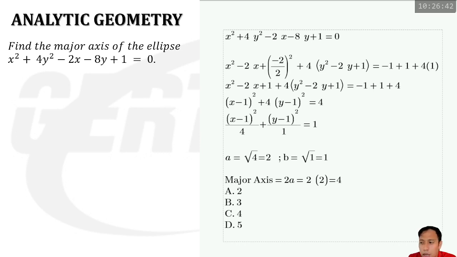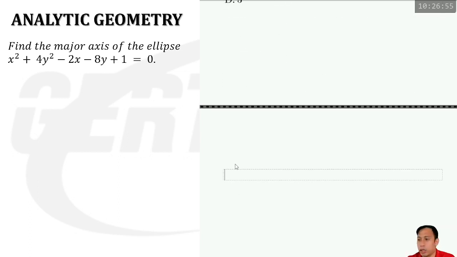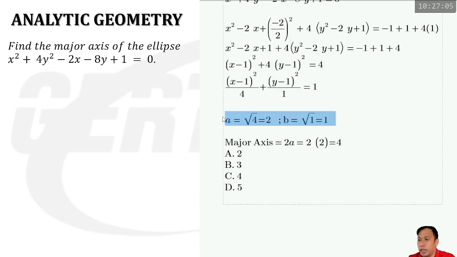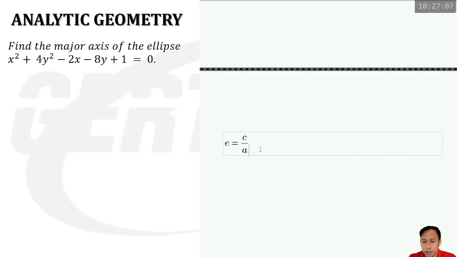ellipse, no? The eccentricity and also the directrices. So again, the formula of the eccentricity is equal yan to C over A. Eccentricity E is equal to C over A. So in this problem, if suppose for us to find the eccentricity, no?